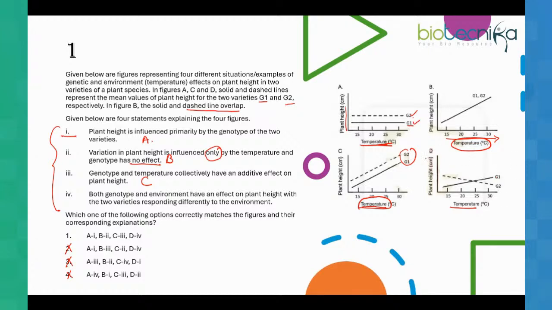So how is D different from C? In D also, genotype as well as temperature is showing an effect on the plant height, but how temperature affects G1 and G2 is different from each other. It is not affecting in the same way. Plant height is not increasing in both cases. In one genotype, plant height is increasing, in the other it is decreasing. So both genotype and environment have an effect on plant height, with the two varieties responding differently to the environment. So statement 4 is for graph D. So A1, B2, C3 and D4. Answer is option 1.